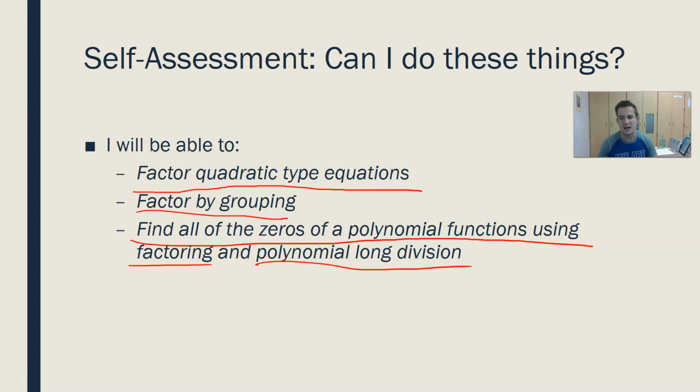At the end of your guided notes is a page we'll review in the next lesson with all the different types of polynomial functions as a reminder of how to be able to solve each of them. So I hope this was helpful.